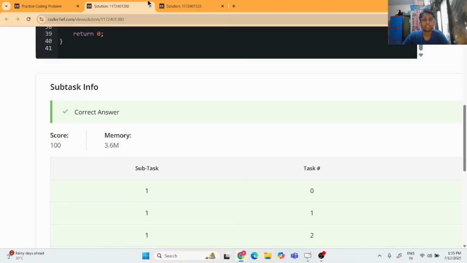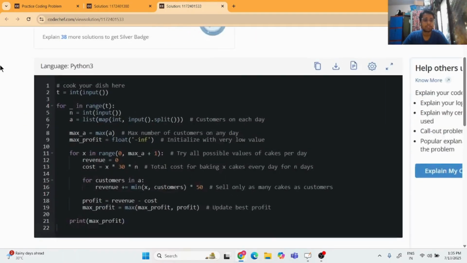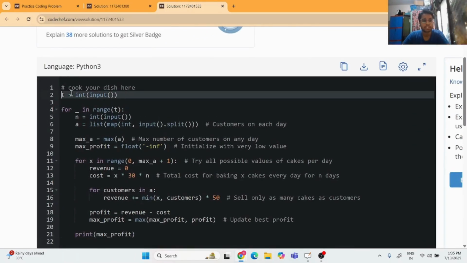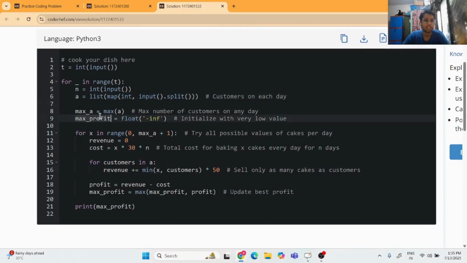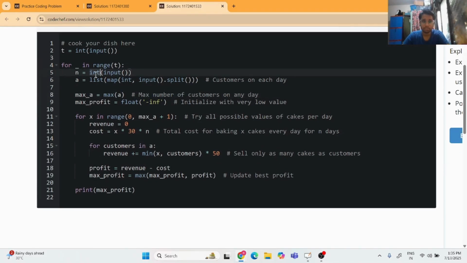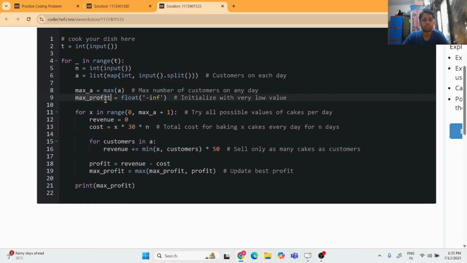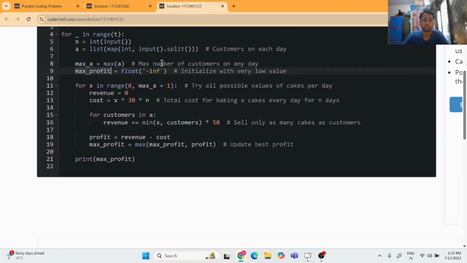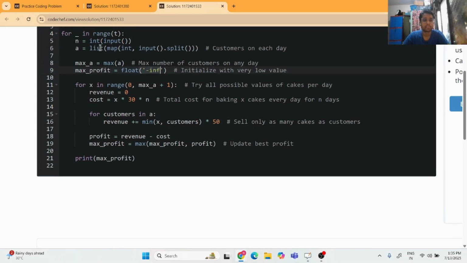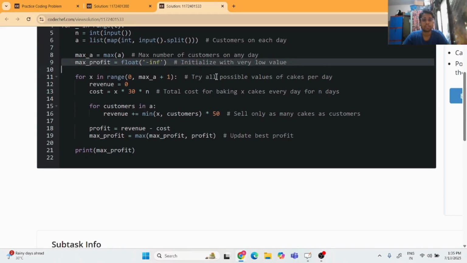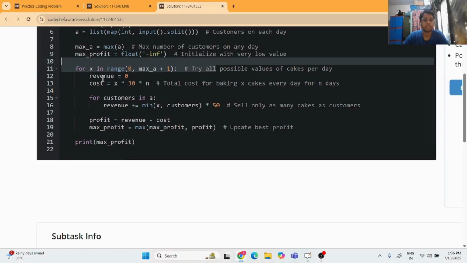Now let's move toward the Python code. So guys, this is my simple Python code. I took the input for all the test cases over here, and I took the input for customers on each day. In this max a, I have initialized the max number of customers on any day from this array, and initialized max profit to some smaller number. I'm running a for loop from 0 to max of a, which we calculated over here while taking input, and we will try all possible values of cakes per day.